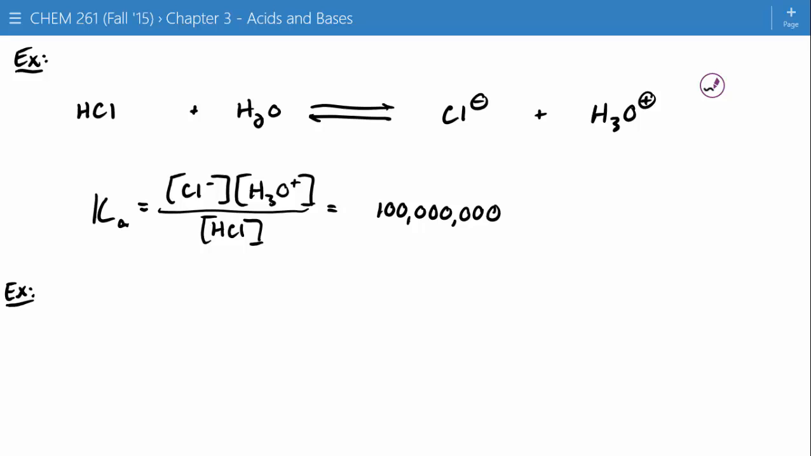Let's compare a separate example. But before we go on to our next example, do you think 100 million qualifies as a large number? Yeah, so it's probably going to be a strong acid. HCl is generally considered to be a fairly strong acid. All right, let's do a separate example.